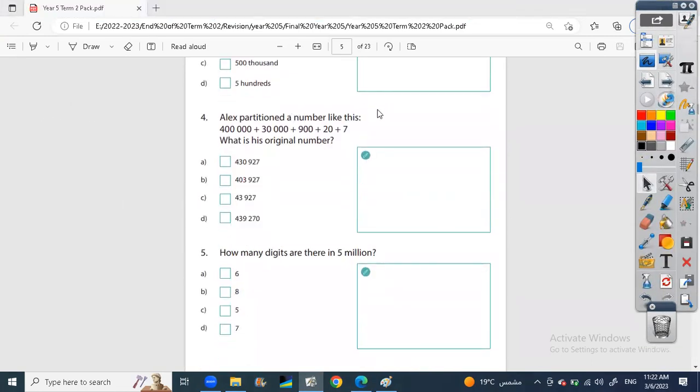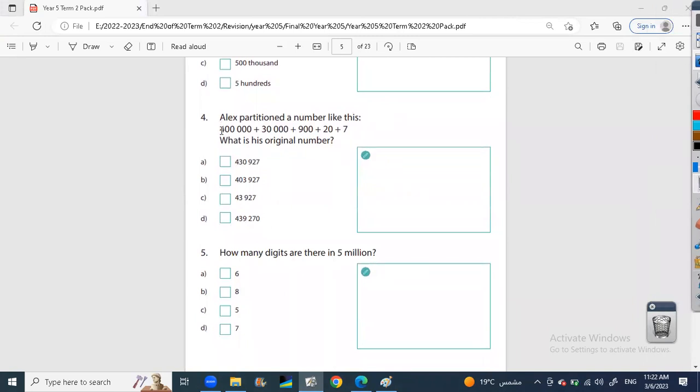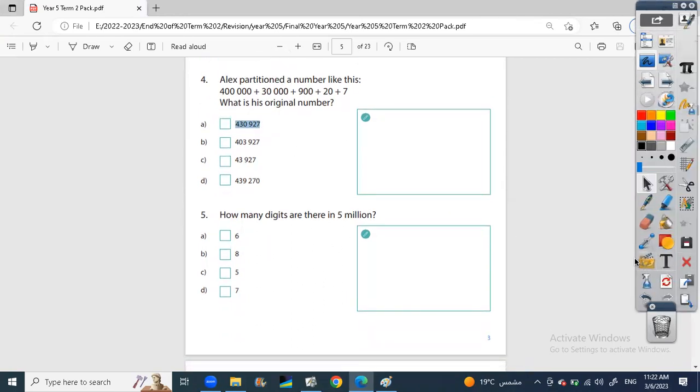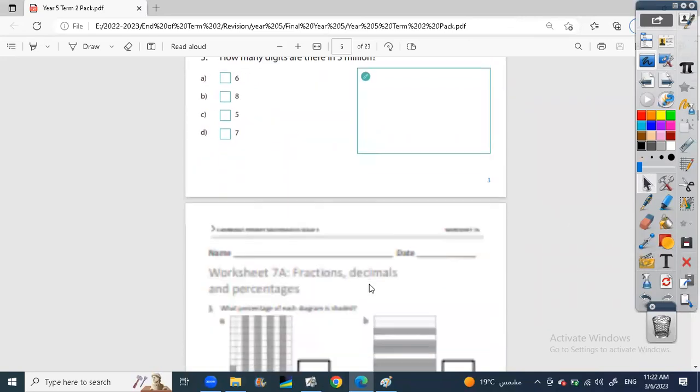Next, here is partitioning. Partitioning, of course, it is 430,000. 430,927. So 430,927. How many digits are there in 5 million? We know that 5 million is 5 and 6 zeros, so it is 7 digits.